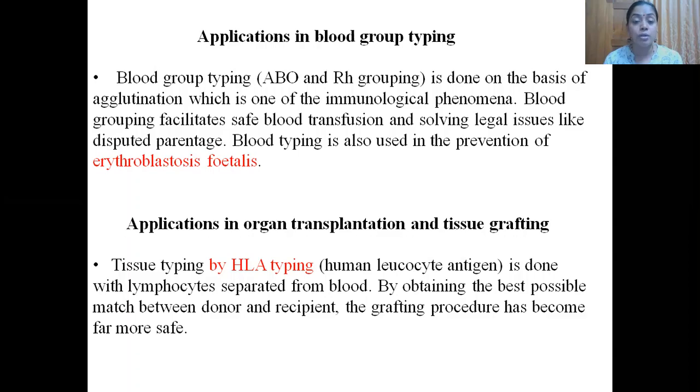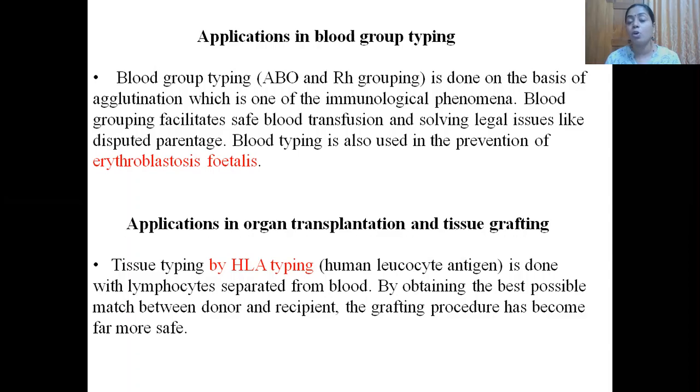antibodies are given to the mother so as to prevent the hemolytic disease of the newborn, that is the erythroblastosis fetalis, during successive pregnancies. Applications in organ transplantation and tissue grafting. So during organ transplantation, a match between the donor and the recipient should be taken into consideration. Otherwise, the tissue will be rejected. So tissue typing by HLA typing, that is human leukocyte antigen, is done to obtain the best possible match between the donor and the recipient.